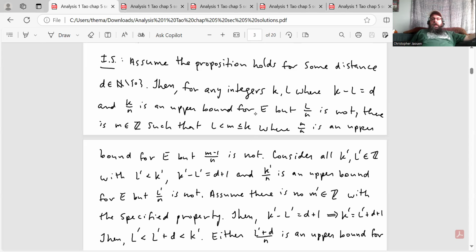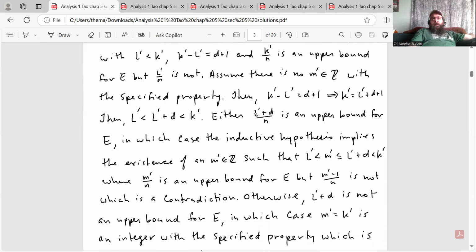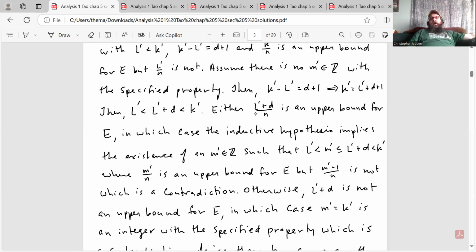Right? Consider all K prime, L prime in Z with L prime less than K prime, and K prime minus L prime equals D plus 1, and K prime over N is an upper bound for E, but L prime over N is not. Assume there is no M prime in Z with the specified property. So I'm going to do this by contradiction. Then K prime minus L prime equals D plus 1 implies K prime equals L prime plus D plus 1. Then L prime less than L prime plus D less than K prime.